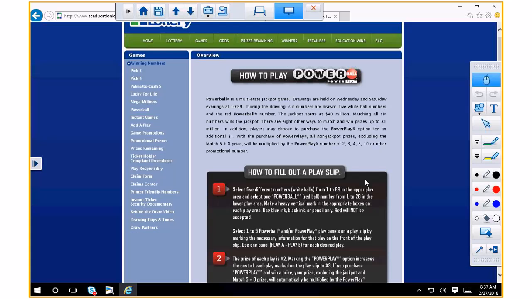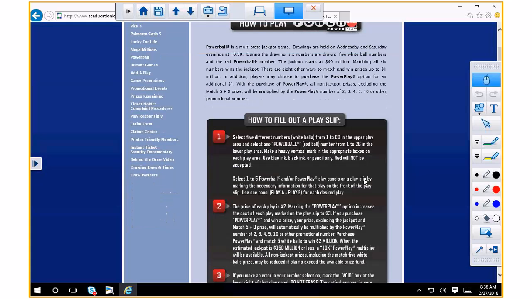So I want you to write down, and yes, I'm going to blow it up for those people fixing to say, I can't see it. I'm sitting in the back of the room. There we go. Go ahead and write just that first paragraph down. Select 5 different numbers, the white balls, from 1 to 69 in the upper play, and select one Powerball, the red ball, from 1 to 26. So you got 5 slots, and you got 1 slot.